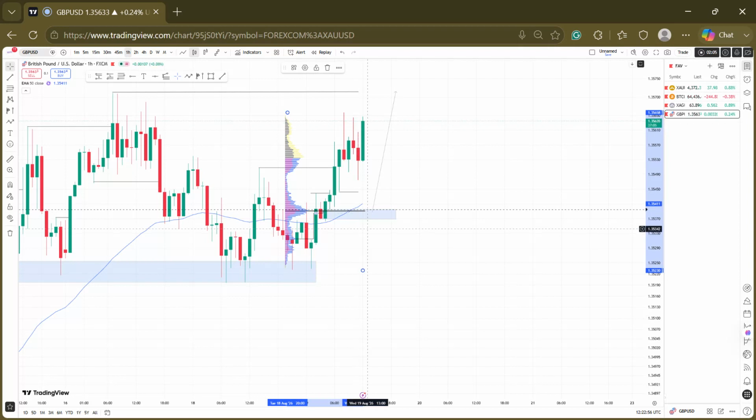So let's see how it goes. There are possibilities that the price might get here. If the price gets here, we have to reanalyze the trade again. So that's it for GBP USD.